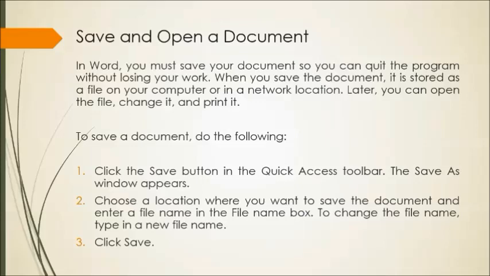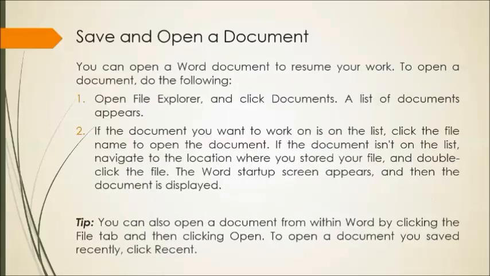So to save a document, you do the following steps. Number one, click the Save button in the Quick Access toolbar. The Save As window appears. Number two, choose a location where you want to save the document and enter a file name in the file name box. To change the file name, type in a new file name. And number three, you click Save.